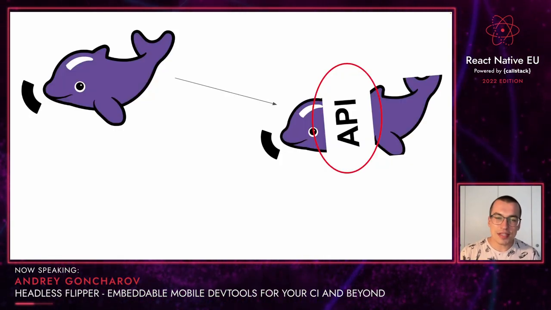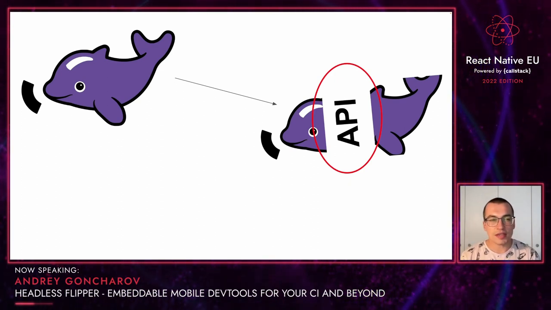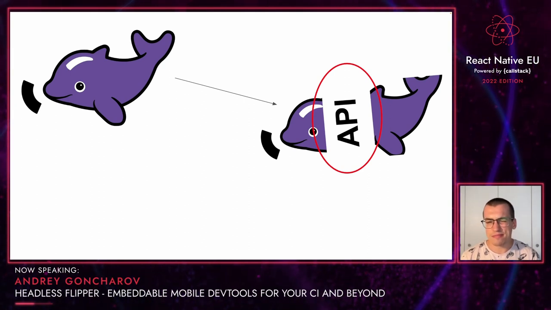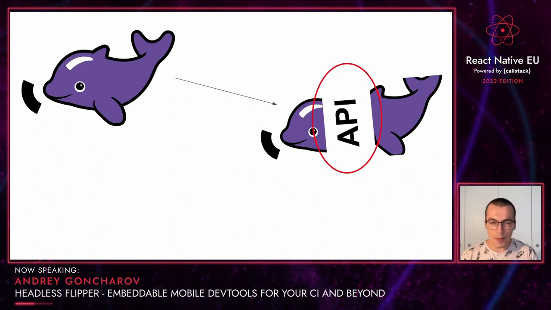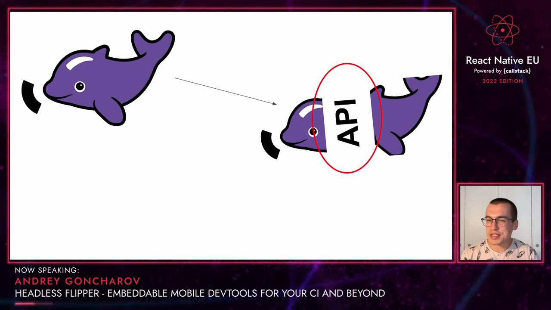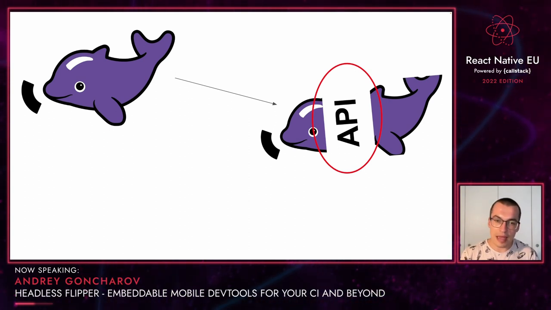And you could notice that the previous setup didn't quite solve all of the problems. It was kind of weird that we integrated Flipper UI with our script, right? I mean, do we expect our script to push the buttons in the UI? Absolutely not. That's where the API part comes into play.